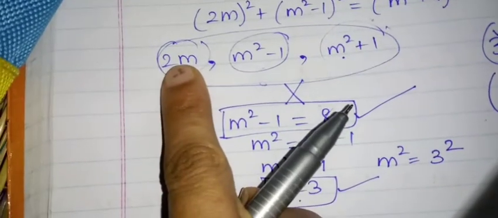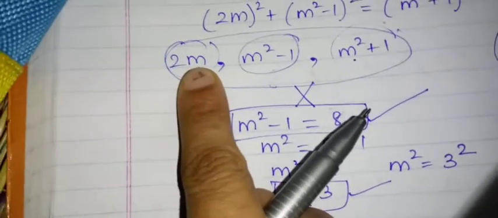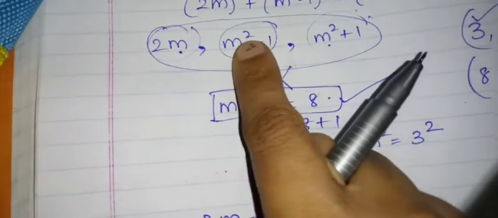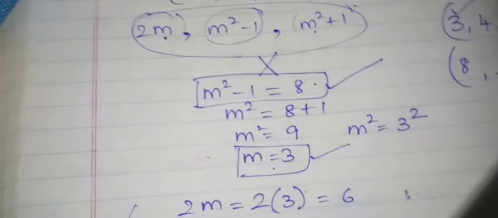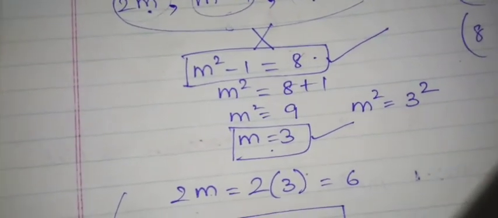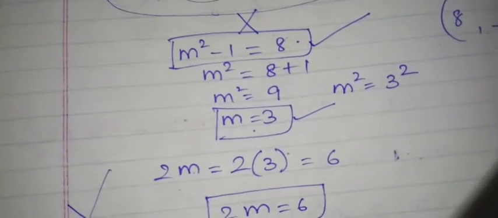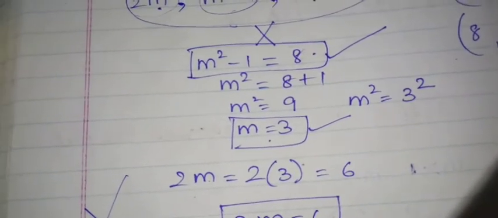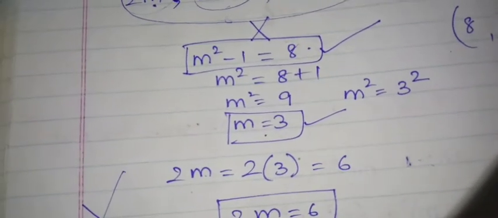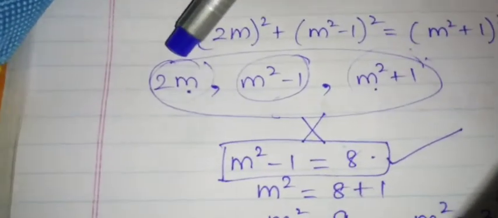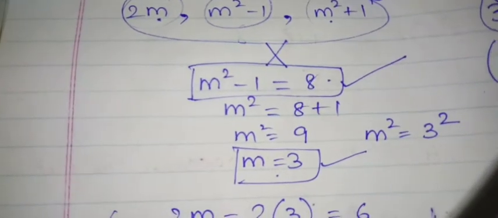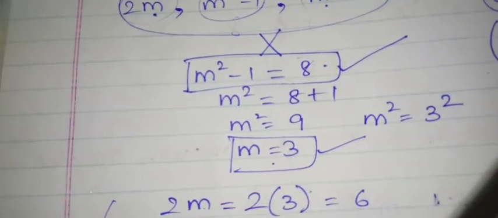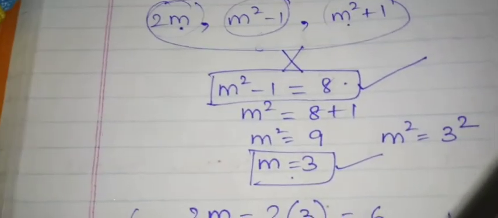Always take the smallest number as 2m. Compare that smallest number with 2m, then find the value of m. Using that m, substitute here, and you will find the triplet. Understood children? Your example number 3 is your homework. In that, they have given: find the Pythagorean triplet in which one member is 12. You can take any one member: 2m is equal to 12, or m square minus 1 is 12, or m square plus 1 is 12. If the statement is correct, then you can find the Pythagorean triplet.